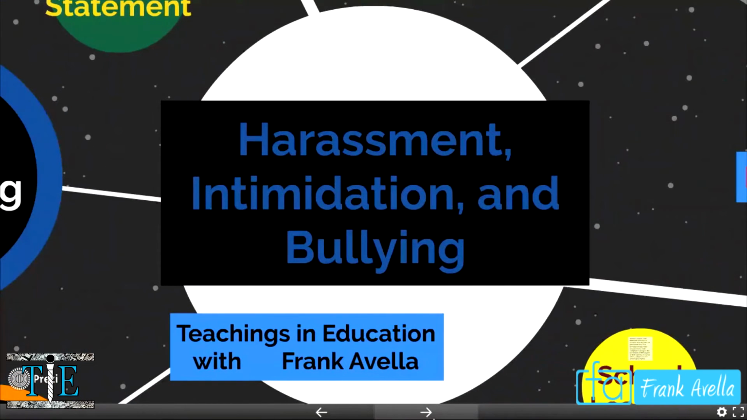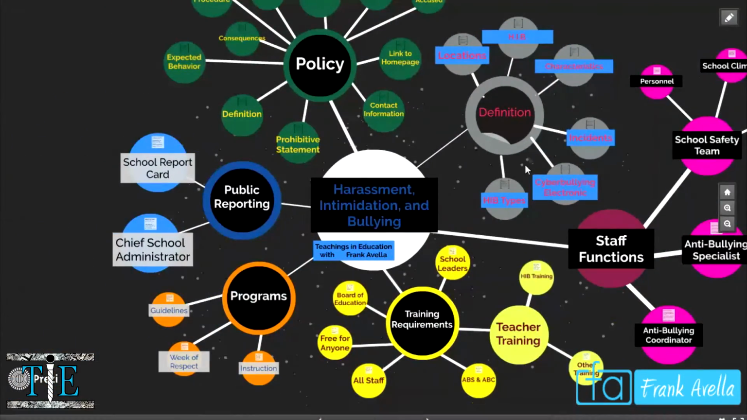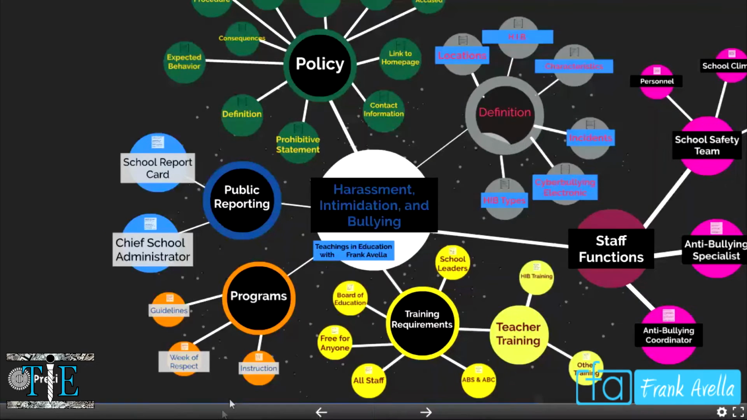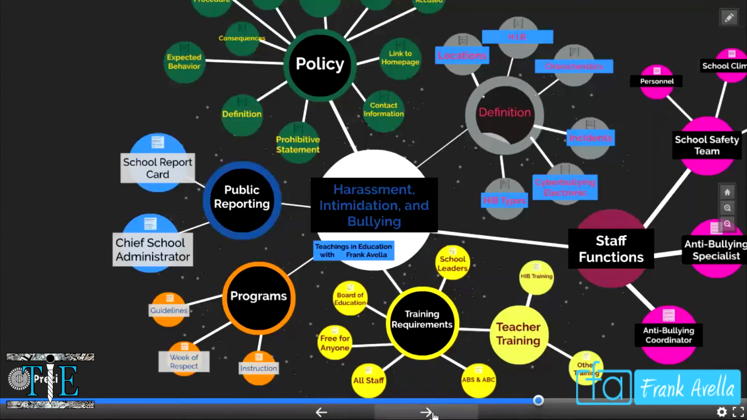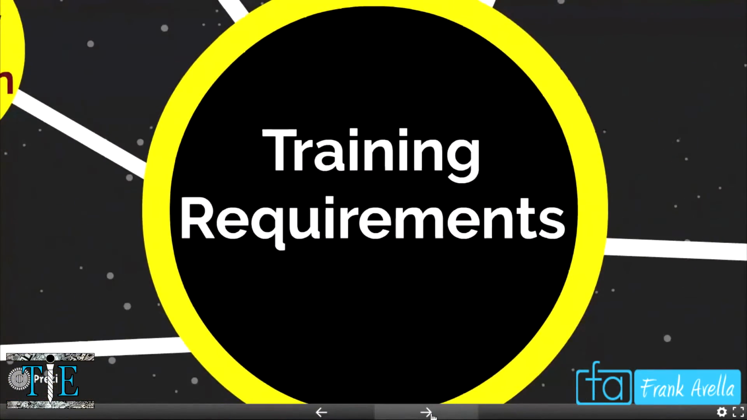Okay, so let's see the grand scheme again. All right, so we've done definition. We talked about the programs. We talked about the policy. We went over staff functions. Let's see what's next. And now we're going to training requirements.